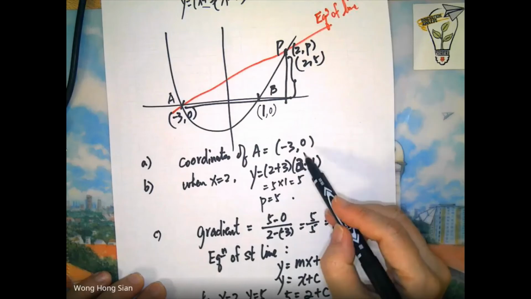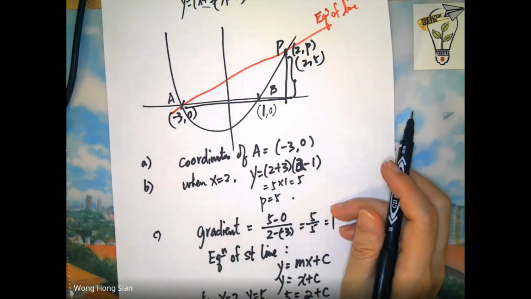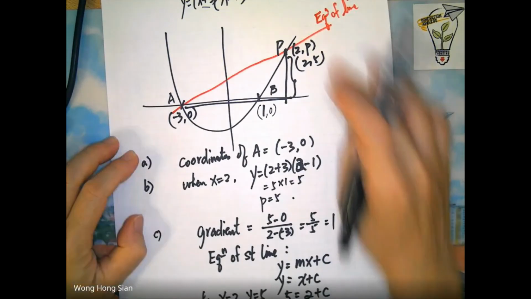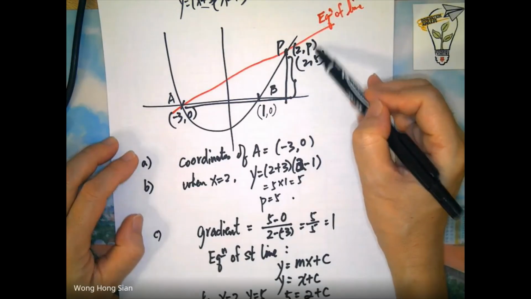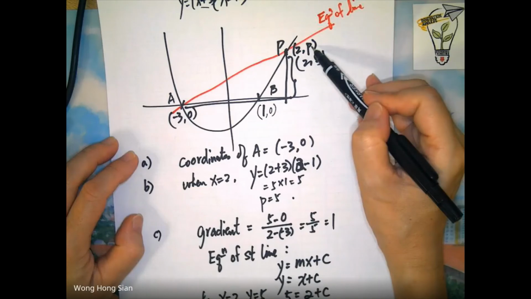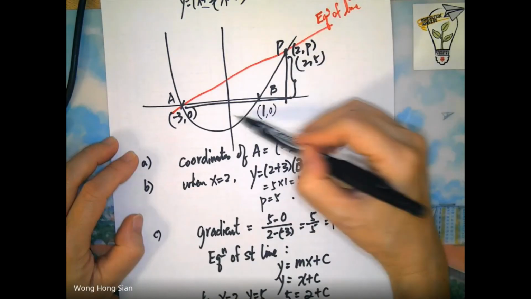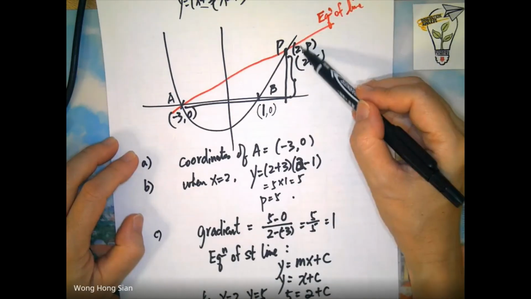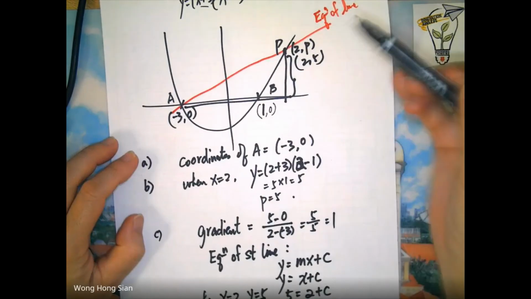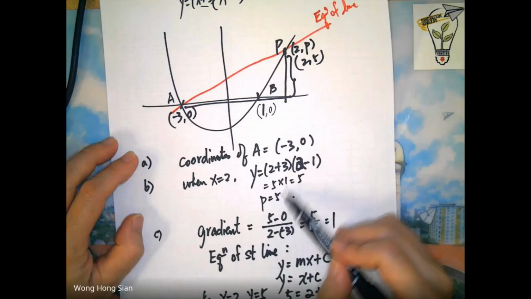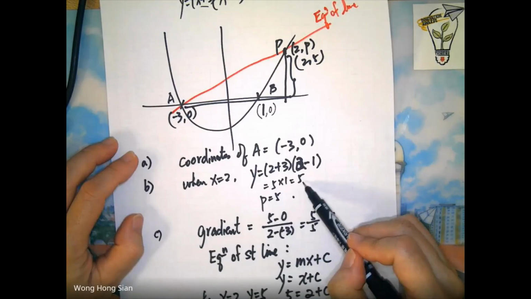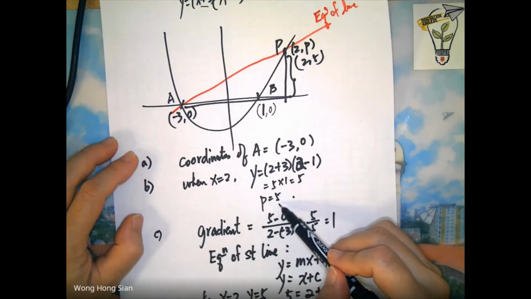Then the next part, they say that there's a point P on the graph having coordinates (2, p). How do I find the value of p? I just need to know the equation, and since I know the x value, I substitute x as 2 into the equation. I can calculate the value for y, and the value of y is just the value of p. Therefore, p is equal to 5.